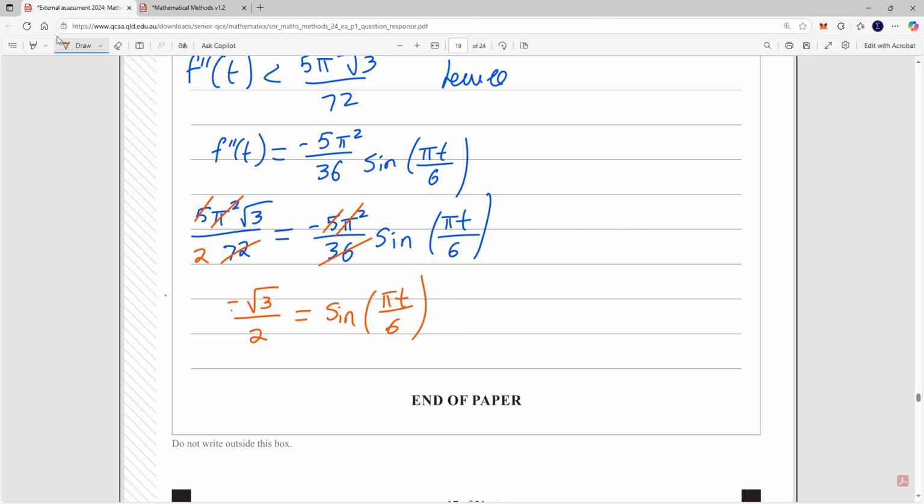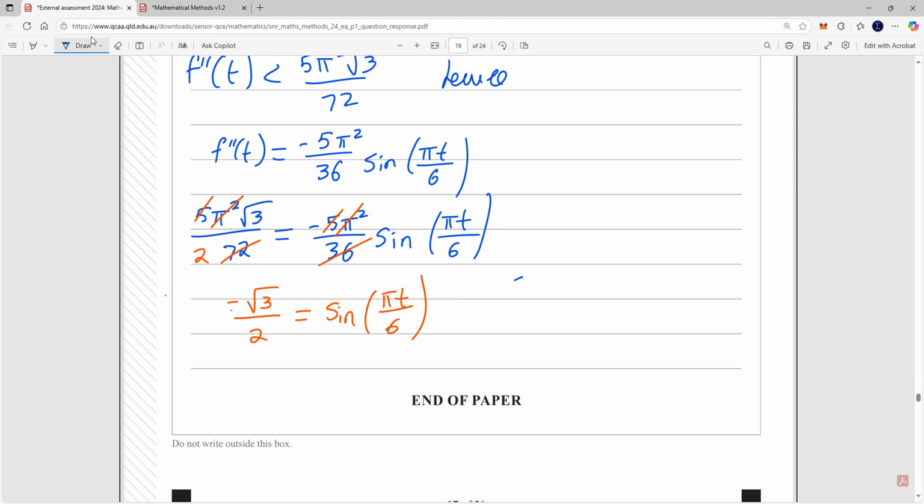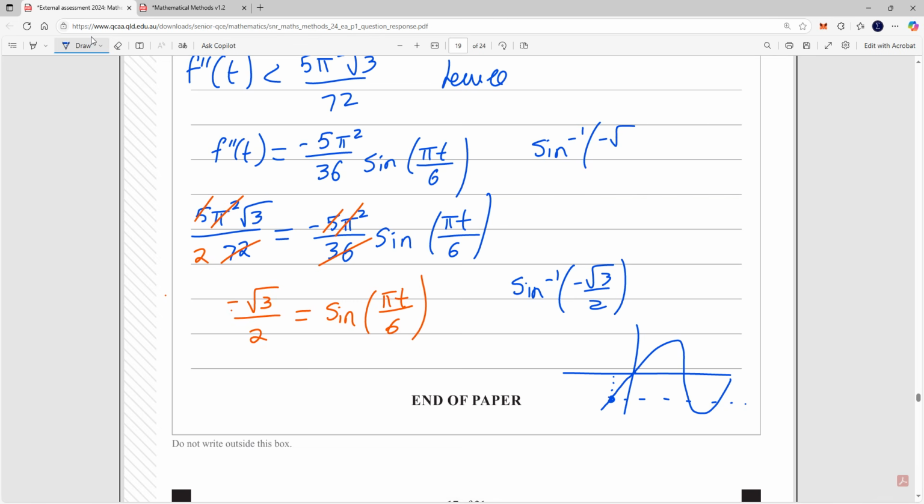Alright, now what we've got to do is work out that interval pretty much, okay? So here, if I want to get the t by itself, I have to sine inverse this guy here. So here, I'm going to sine inverse negative root 3 over 2. What this is asking is when does the sine curve equal negative root 3 over 2? So our sine curve looks like this. Now negative root 3 over 2 is down here. So when it intersects, it's actually going to be there. Okay. So here, when you're sine inversing negative root 3 over 2, it's the same as just negative 1 sine inverse of root 3 over 2.